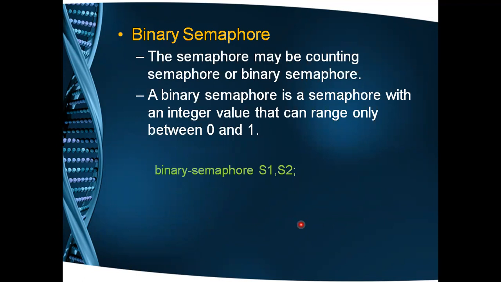There is another definition related to semaphore, which is the binary semaphore. Normally a semaphore is an integer variable; any value we can store. But in a binary semaphore, it can store only the binary values, either 0 or 1. So we can create binary semaphores like this: binary semaphore S1, S2. Both binary semaphore variables can contain either the value 0 or 1.